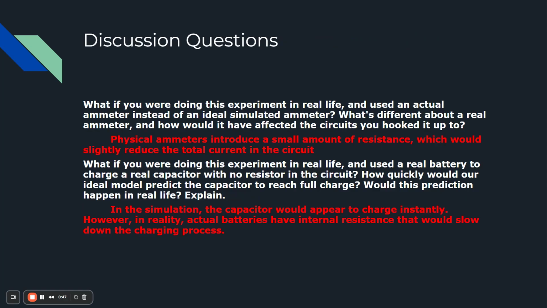And finally, some discussion questions. So what if you were doing this experiment in real life and used an actual ammeter instead of an ideal simulated ammeter? What's different about a real ammeter, and how would it have affected the circuits you hooked it up to? So if we use a real ammeter instead of an ideal one, the current would probably decrease slightly due to the meter's internal resistance.